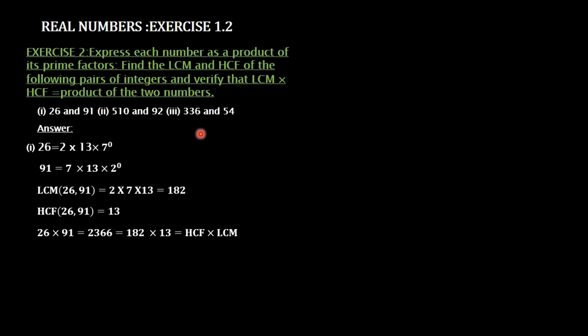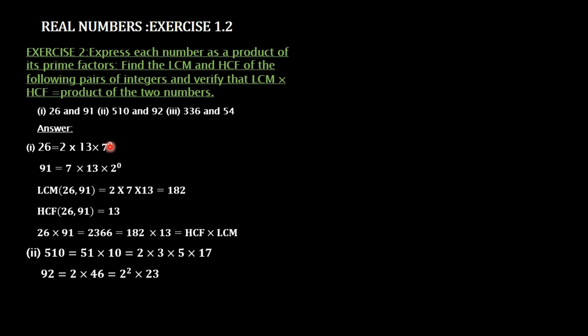We have to find the prime factorization and HCF, LCM, and verify the relation for the second question. That is 51 and 92. What is 51? 17 into 3 is 51. 10 is 2 into 5. Then what about our 92? What is 92? 46 into 2. That is 46 is 23 into 2. That is 2 square into 23 is our 92.